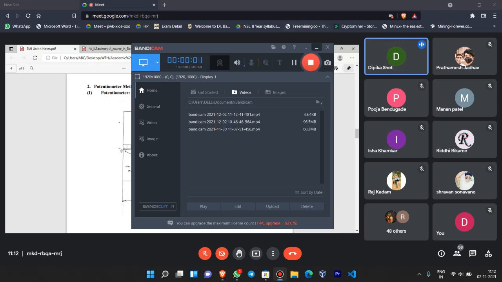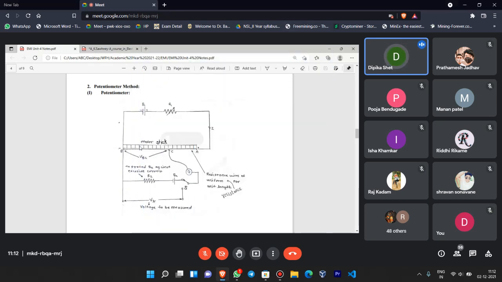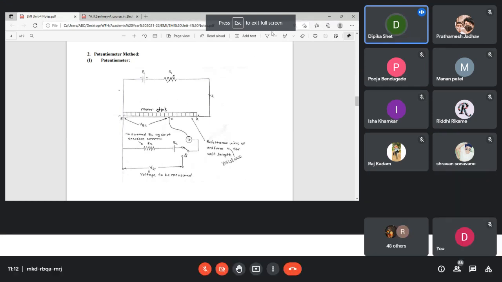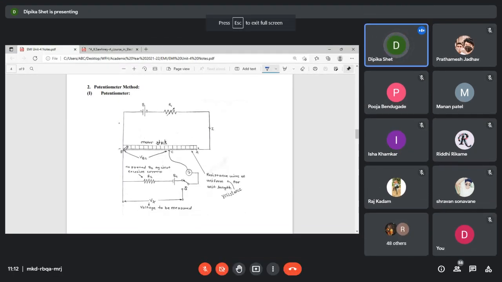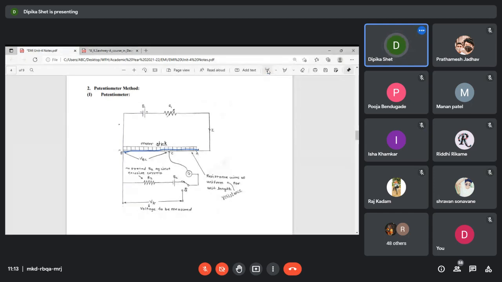Because here it includes a resistance wire AB. If you observe here, this is our resistance wire. This line crosses, but this is a straight one. So this is our resistance wire AB. Now this resistance wire AB has a uniform resistance per unit length.